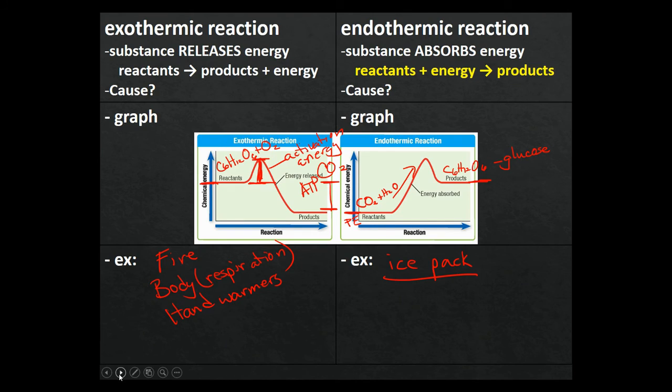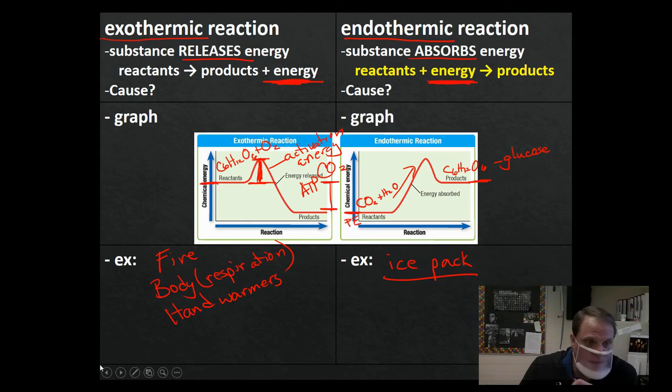Okay, so look at one other thing here. I want you to pay attention to where energy is. On the left side of the reaction, if the energy is in the reactants, that's going to be the endothermic reaction where it's absorbing energy. If the energy is in the products, that's going to be the exothermic reaction where it's in the releasing of energy process. Okay, so we've learned a lot of good things in here.